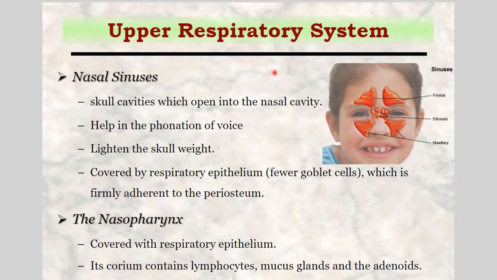Then the upper respiratory system consists of sinuses, frontal, ethmoidal, and maxillary sinuses, which are covered by the respiratory epithelium, and their function is in the phonation of voice and lightening the skull. Plus the nasopharynx, which was covered with respiratory epithelium and contains lymphocytes, mucous glands, and the adenoids.